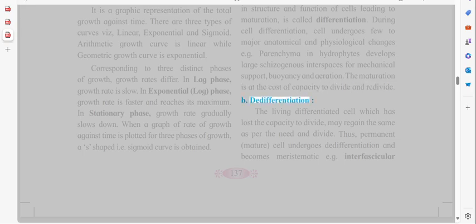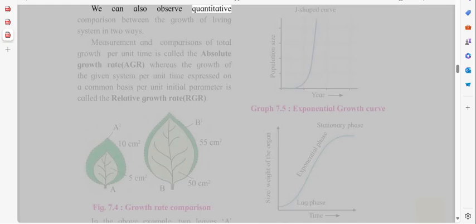B. Dedifferentiation: the living differentiated cell which has lost the capacity to divide may regain the same as per the need and divide. Thus, permanent, mature cell undergoes dedifferentiation and becomes meristematic, e.g. interfascicular cambium. We can also observe quantitative comparison between the growth of living system in two ways.